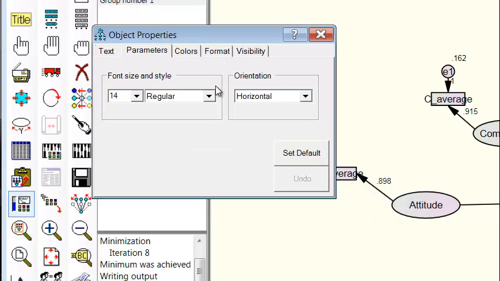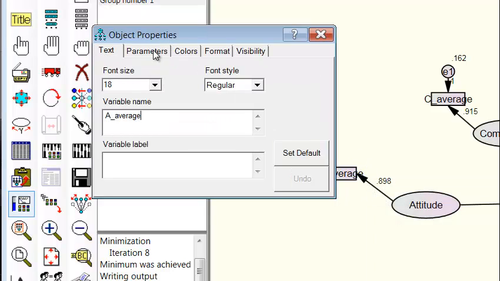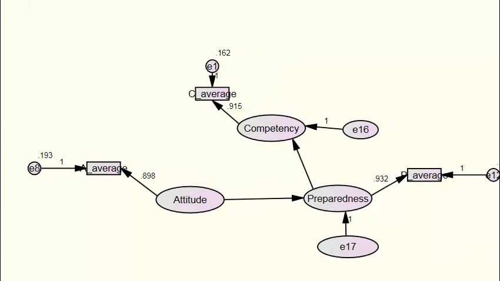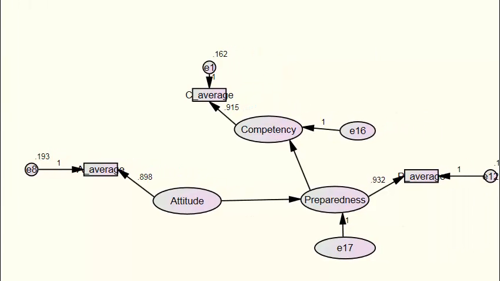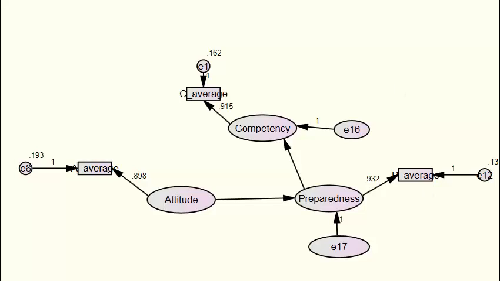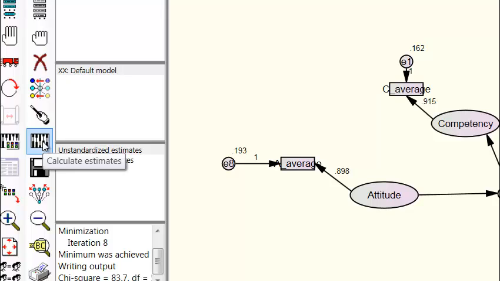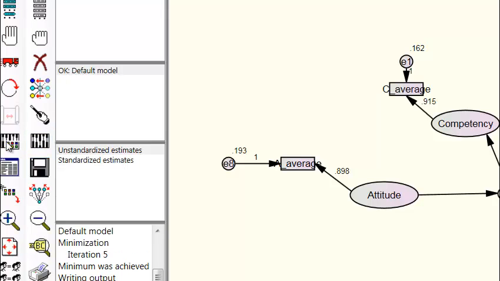Right-click, properties. I think I can just put parameters, A average. What the heck, I'm just going to leave it alone. Okay, so we know that these are the averages now. So now we have the structural model with the composite scale indicators in place. We changed the factor loadings, we changed the errors, and we substituted the remaining item with the average of that item. So we are good to go. Time to calculate. And now we're going to look at the outputs.